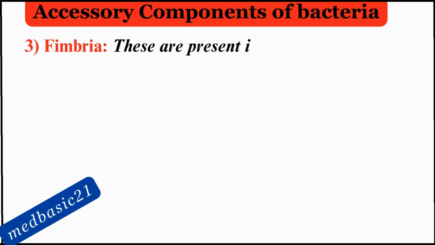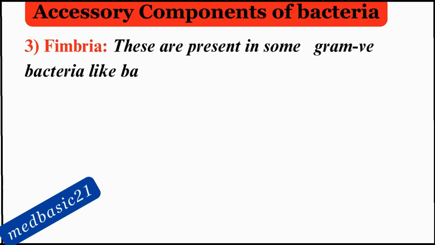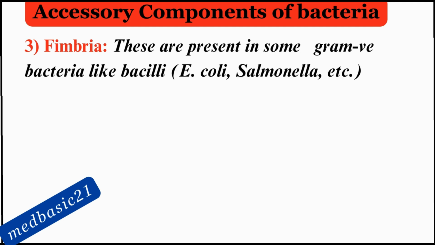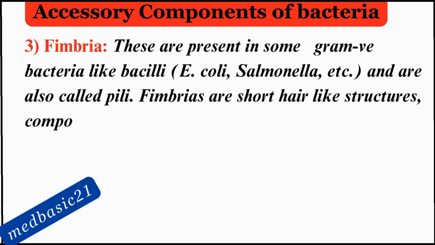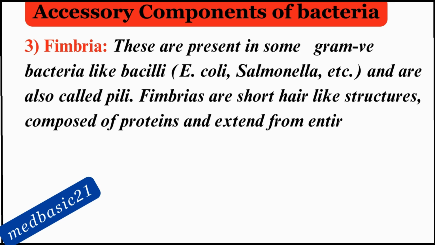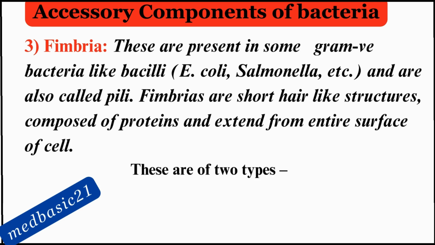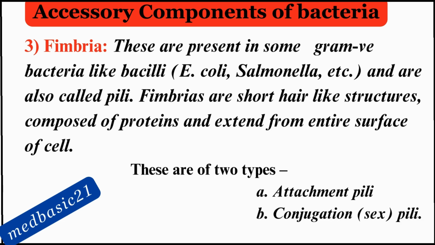Fimbria. These are present in some gram-negative bacteria like bacilli, E. coli, salmonella, etc., and are also called pili. Fimbrias are short hair-like structures, composed of proteins and extend from entire surface of cell. These are of two types: attachment pili, conjugation or sex pili.